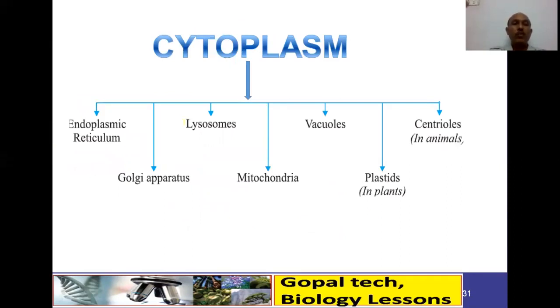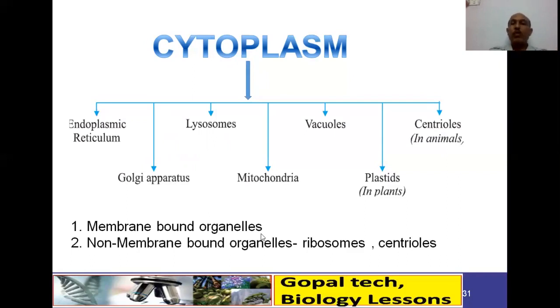The cytoplasm contains organelles: endoplasmic reticulum, Golgi apparatus or Golgi bodies, lysosomes, mitochondria, vacuoles, plastids, again only in plants, and centrioles, only in animals. We'll see them one by one later. These are membrane bound organelles. But there are non-membrane bound organelles also present. Only two are there, ribosomes and centriole. These are non-membrane bound organelles.